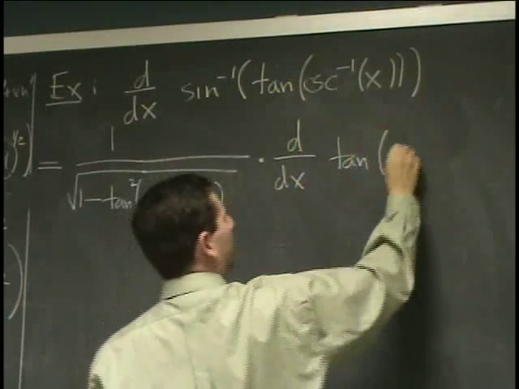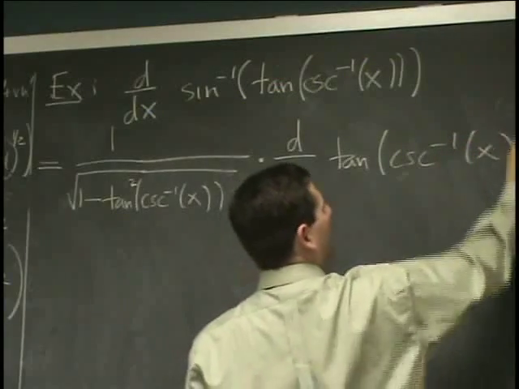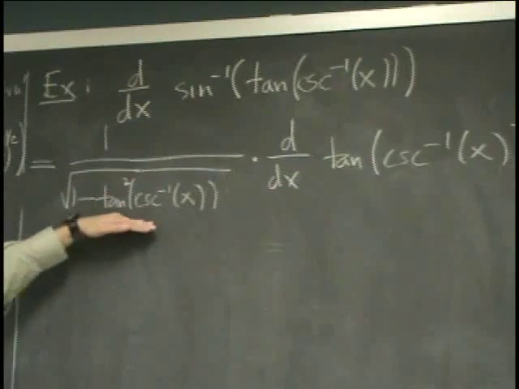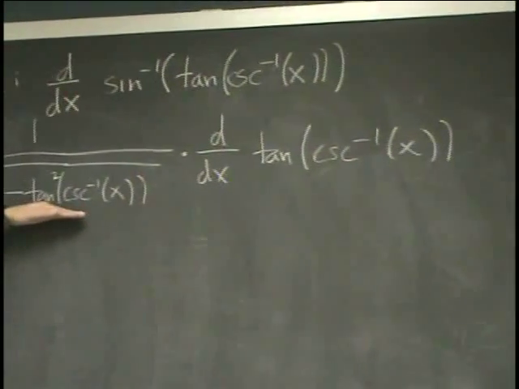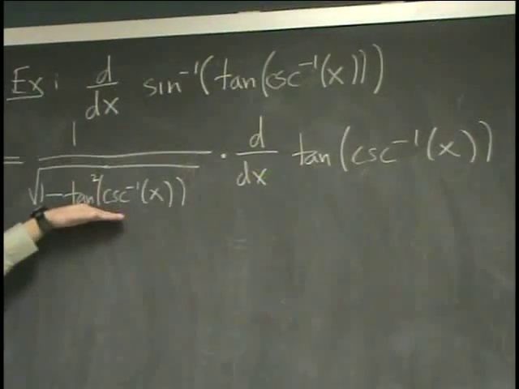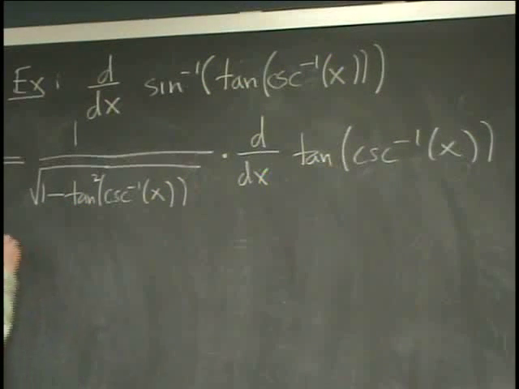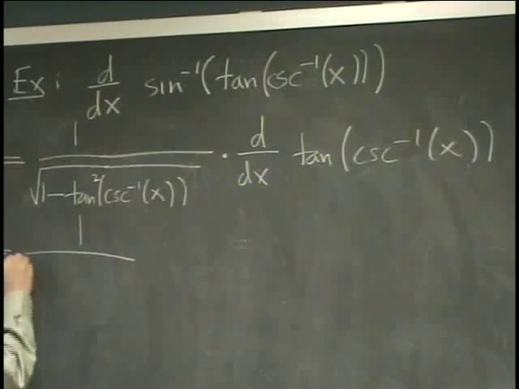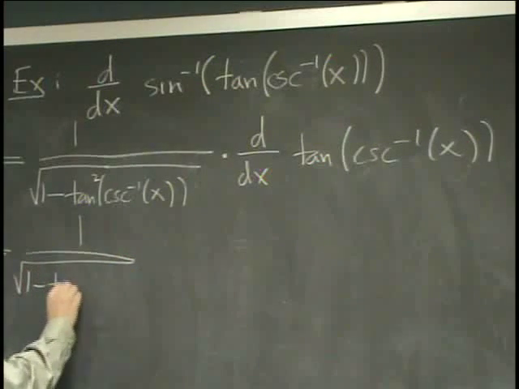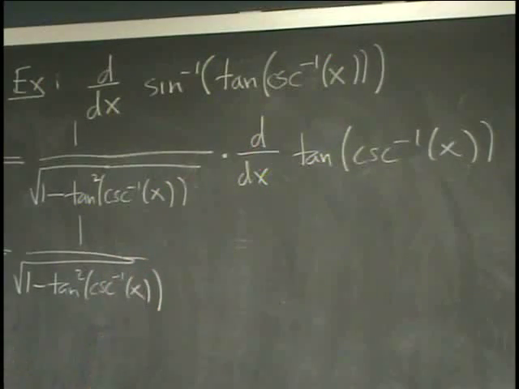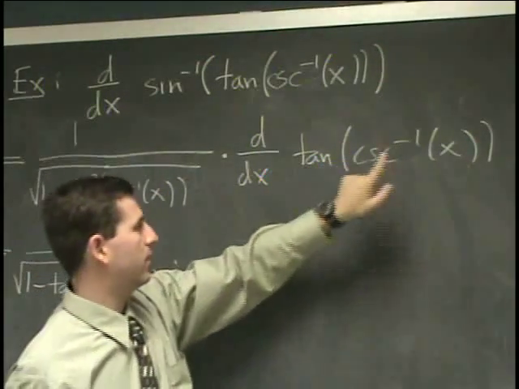of tangent of cosecant inverse of x. Now, as an exercise, I'd like you to use this triangle trick that we learned last time to try to figure out what this is. But for now, we'll just leave it. So what's the derivative of the tangent of cosecant inverse?